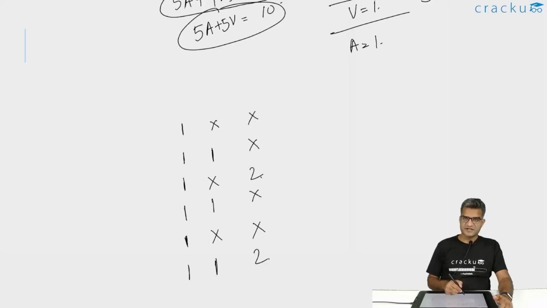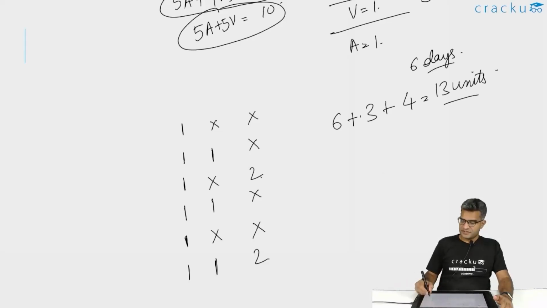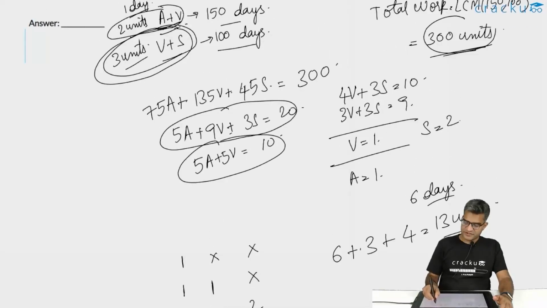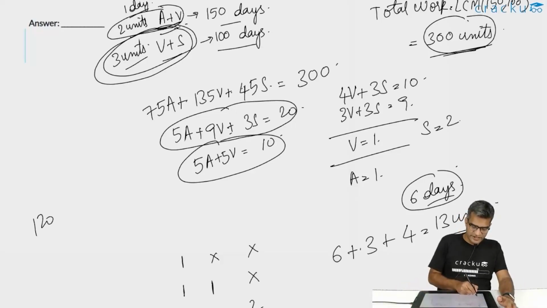So in 6 days, the total work done by Amal is 6, the total work done by Vimal is 3, and the total work done by Sunil is 4. So in 6 days, the total work that is done is 13 units. The total work that needs to be done is 300 units. If this cycle of 6 days repeats 20 times, you will be done with 120 days, and the total work that will be done is 260 units. We still have 40 units of work remaining.